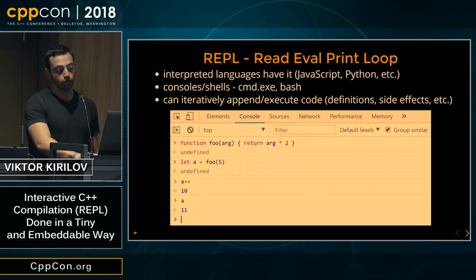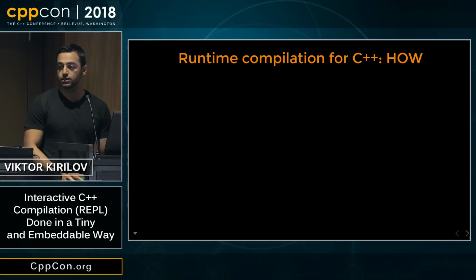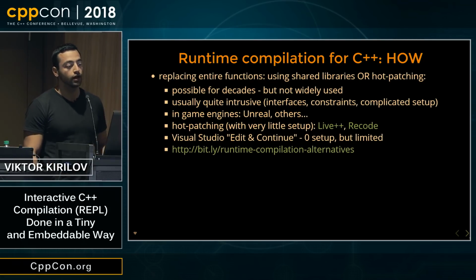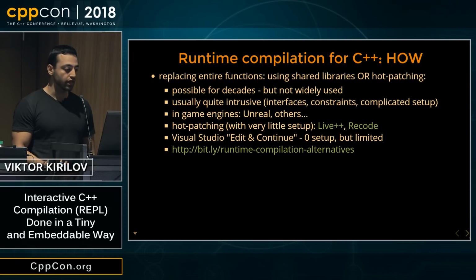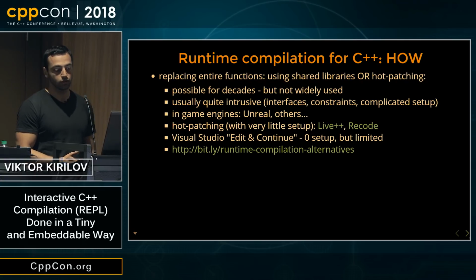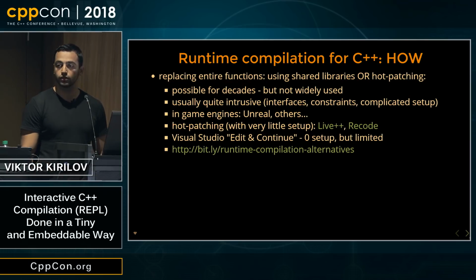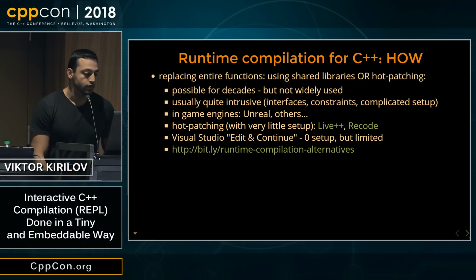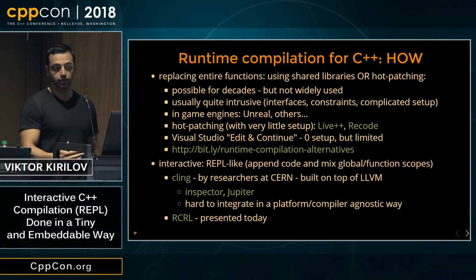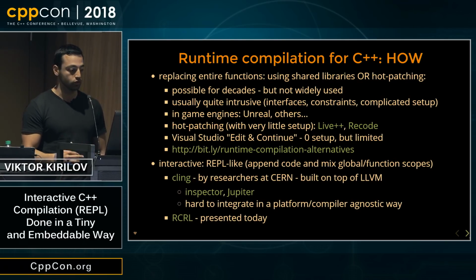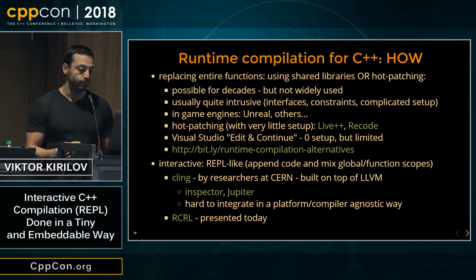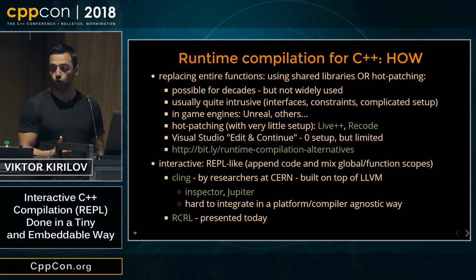So, for C++, runtime compilation is usually done by replacing entire functions. That's done either by using shared libraries or hot patching functions. It's been possible for decades, and it's usually quite intrusive, or you have to inherit from some interfaces, there are constraints, it's maybe hard to set up, but it's been done for many years, and there are many ways to go about it. The other way, when you don't want to replace entire functions, but to actually append code, like in a REPL mode, and you can actually mix global and function scope code.